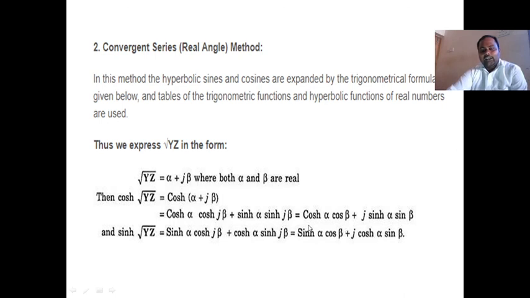Once we find cosh of alpha plus j beta and sinh of alpha plus j beta, we can find the ABCD constants very easily by the above two methods: the convergent series real angle method and the convergent series complex angle method. By using these two methods, we can find the sending end voltage and sending current, and we can find the efficiency and regulation very easily.